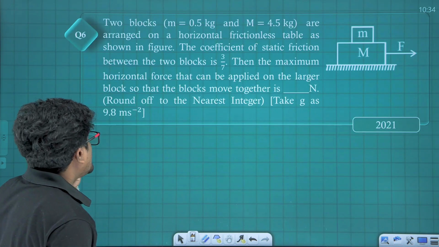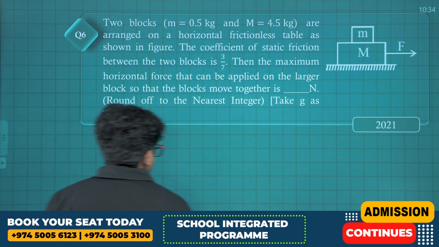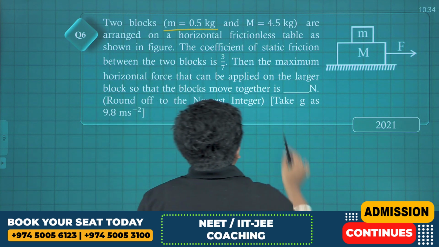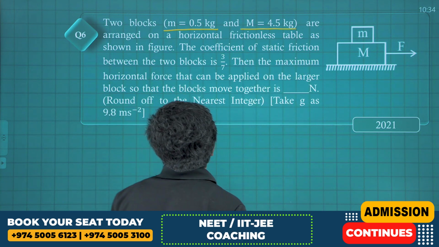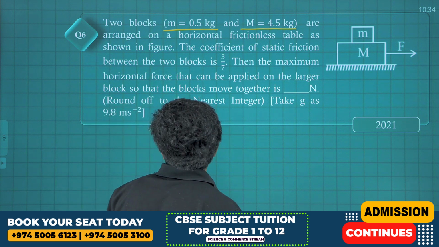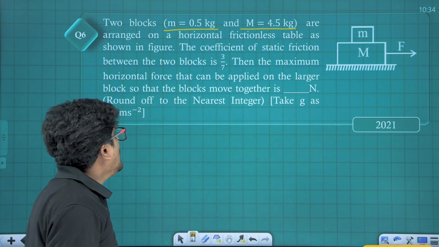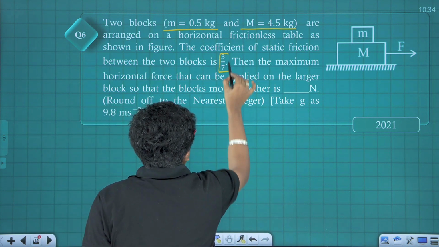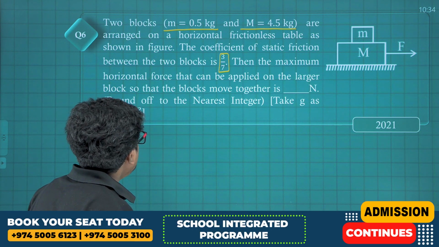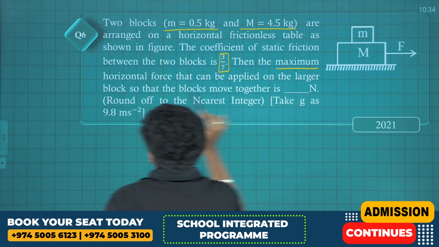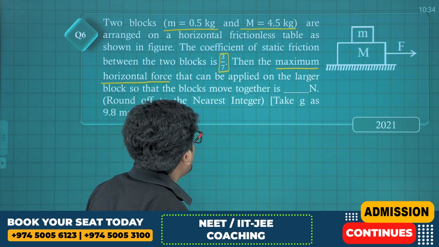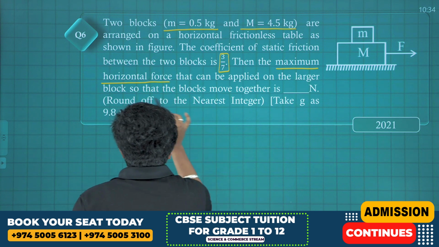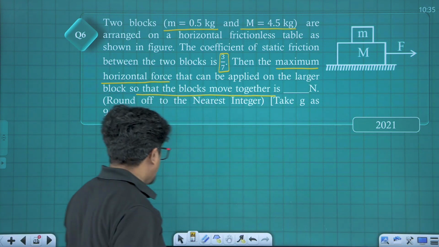Now let's move to the next, that is question number 6. Question number 6 says two blocks of mass m equal to 0.5 kg and capital M equal to 4.5 kg are arranged on a horizontal frictionless table as shown in the figure. The coefficient of static friction between the two blocks is 3/7. Okay, then the question is the maximum horizontal force that can be applied on the larger block, that is the one on the bottom, so that the blocks move together.